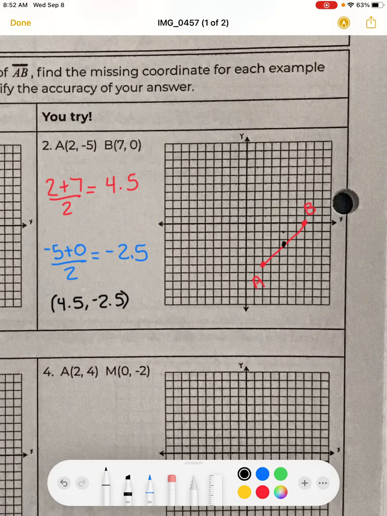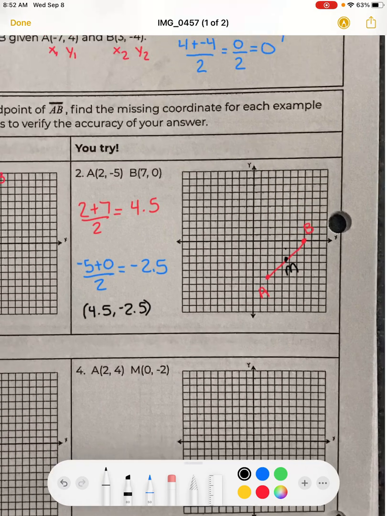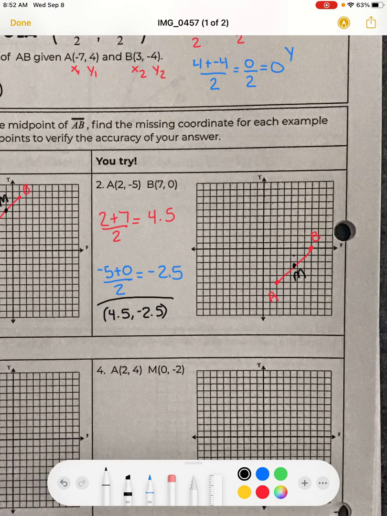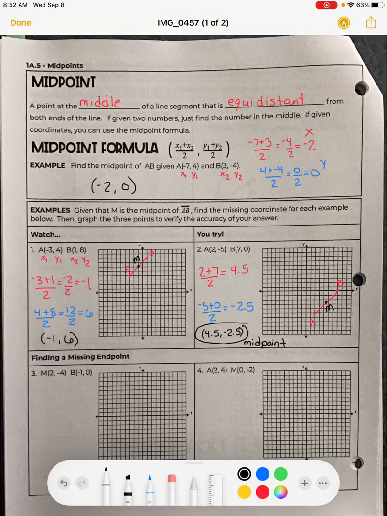Somewhere in that box. And that's about where it was, so that should be my midpoint. So your answer is actually this midpoint. The graph is just to help you see if your answer is realistic for that situation. Alright, the next one, instead of finding a midpoint, they're going to give you an endpoint.